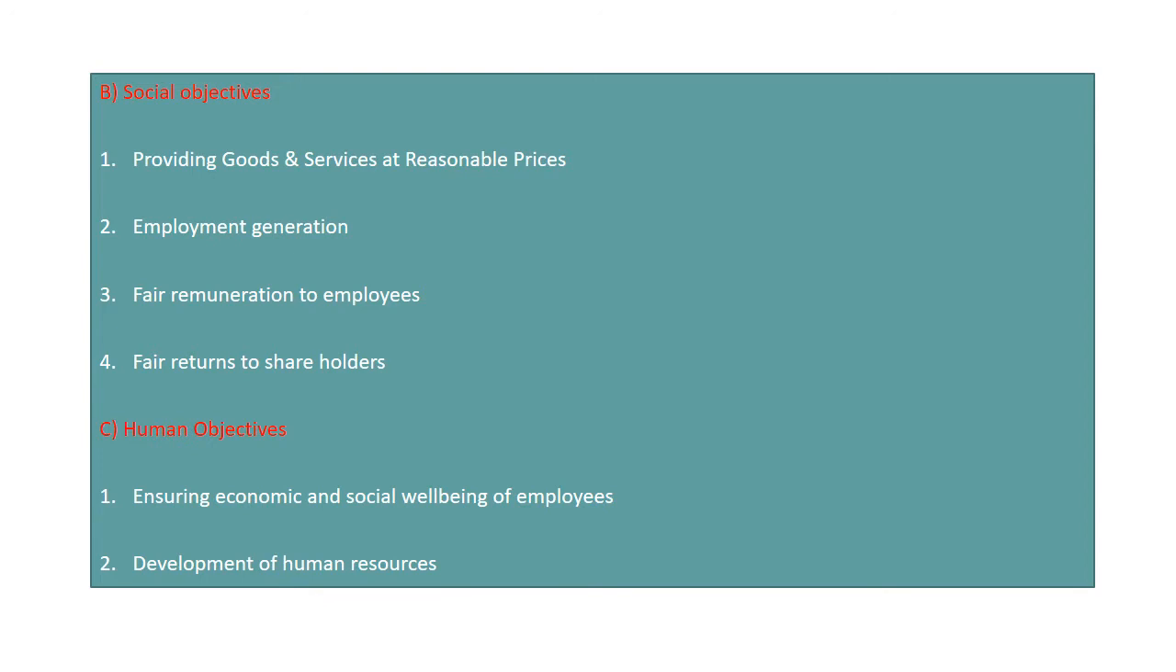Now look into the human objective. Human objective includes ensuring economic and social well-being of employees. We already know that the human assets are the actual or the real assets of an organization. Without proper talented human resource, no organization can run for long, okay? So the human assets are more valuable, and it's a duty of the organizations to take care of the social and economic well-being of the employees.